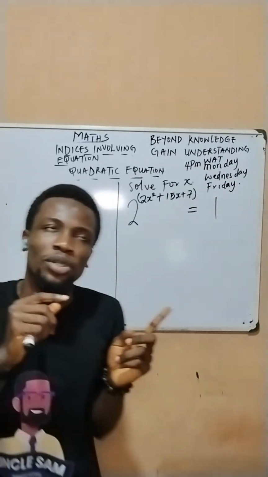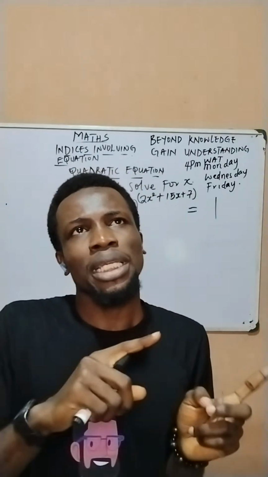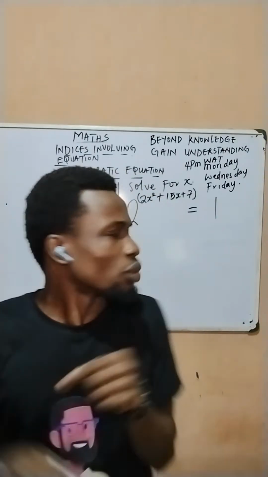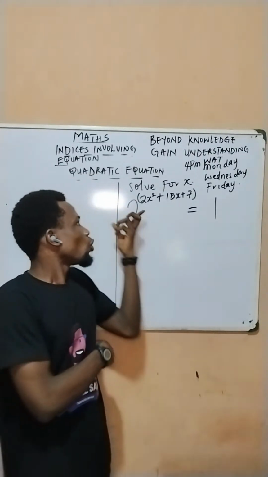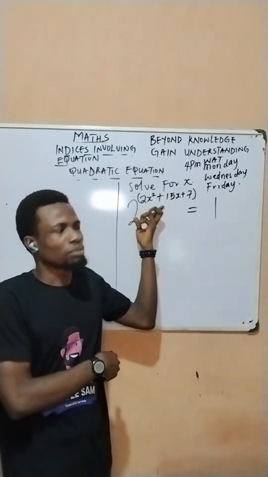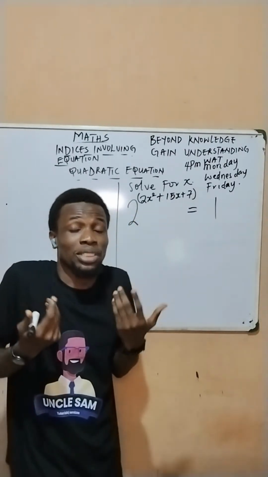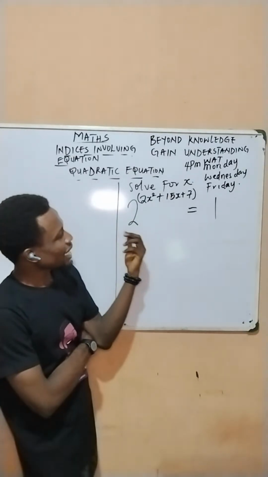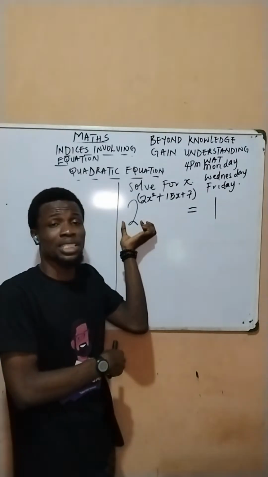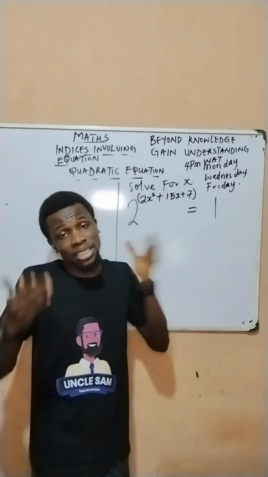So since we know that we're considering indices involving an equation, and by extension we're talking about a quadratic equation, what can we do here? Well, we're interested in this quadratic equation. The base is not really our concern, although it's going to play a huge role. So the first thing I need to do is see if there's a way I can make this 2, which is the base, the same as what is on the right hand side. There's a reason for that.